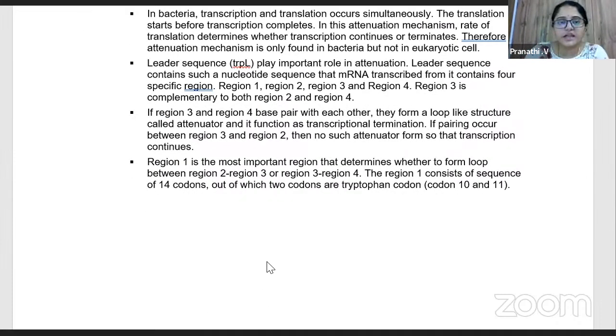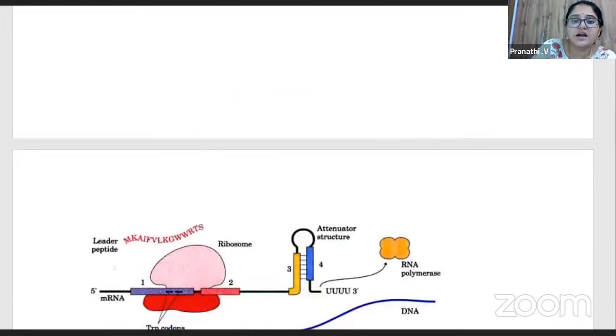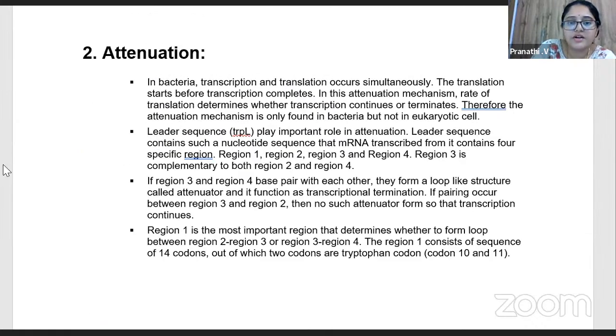So in the case of attenuation in the tryptophan operon, you have regions 1, 2, 3 and 4, and they are complementary, so there's a loop formation. 3 is complementary to both 2 and 4. 3 and 4 base pair with each other and form a loop-like structure which is known as the attenuator.